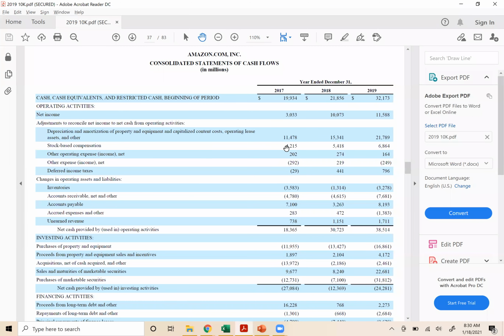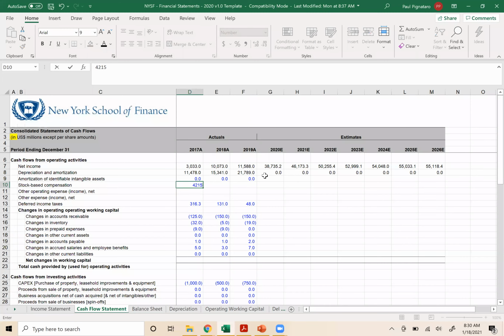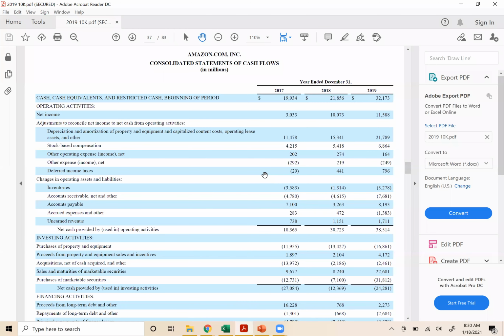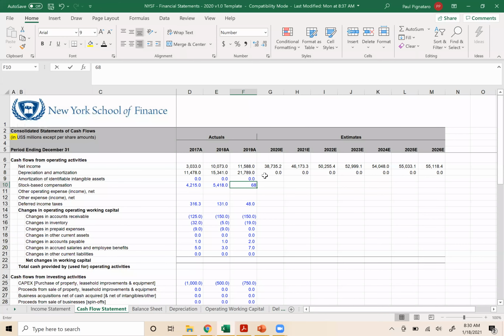Stock-based compensation, we're just going to hard code right in: 4215, 5418, 6864, and we will have our challenge projecting that.